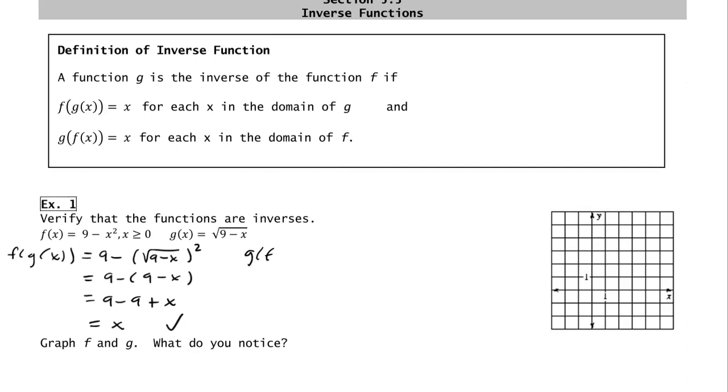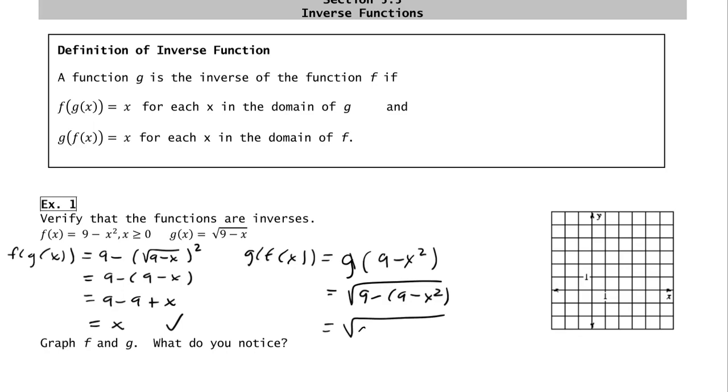The next one would be g of f of x. So now we're going to take f and put it into the g function. Well, we can write it out this way. G of f, so 9 minus x squared. We then take 9 minus x squared and sub it into g. So we're going to have 9 minus 9 minus x squared. If we distribute the negative, we have 9 minus 9 plus x squared. The square root of x squared is x, and we're good. Okay, so that's how you verify them.